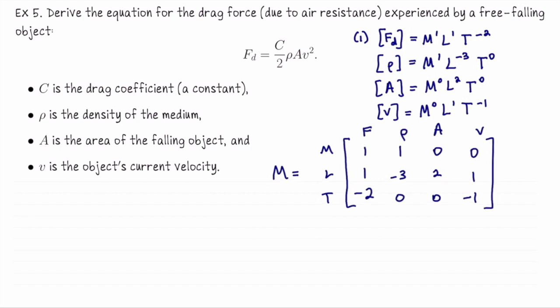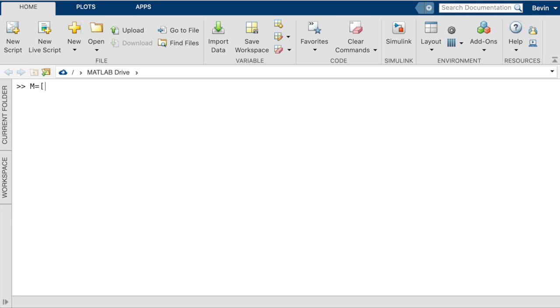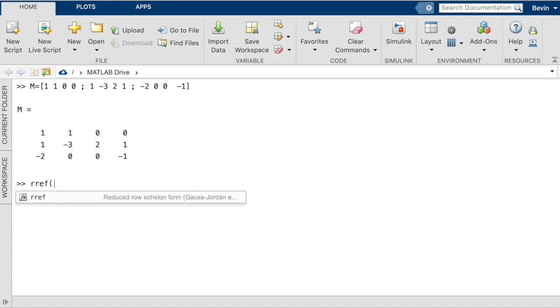Okay, now I'm going to open up MATLAB Online, put this matrix in it, and then take the RREF form. Okay, so we have M is the first row, 1, 1, 0, 0, semicolon to go down to the second row. Then we have 1, negative 3, 2, 1, semicolon down to negative 2, 0, 0, negative 1. Okay, that looks good. That's our matrix. And now we just ask MATLAB for the reduced row echelon form. So rref of M.